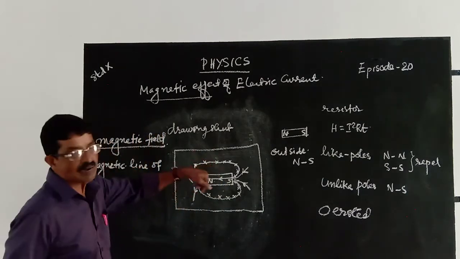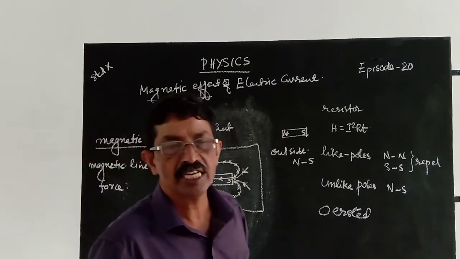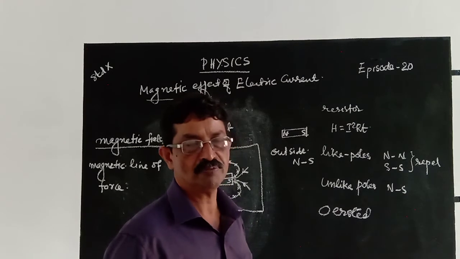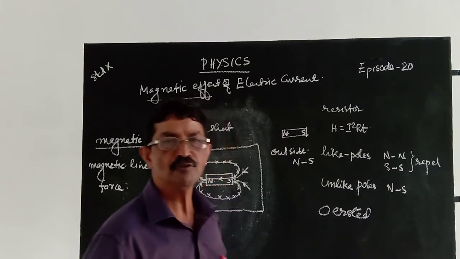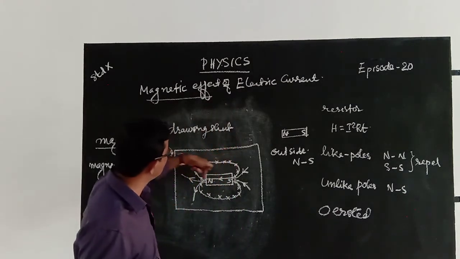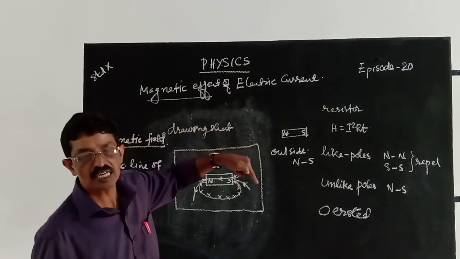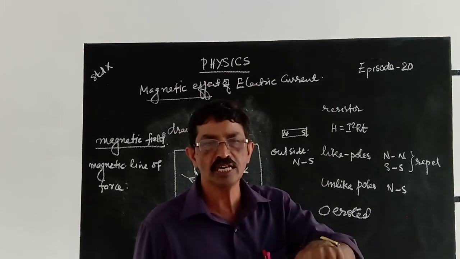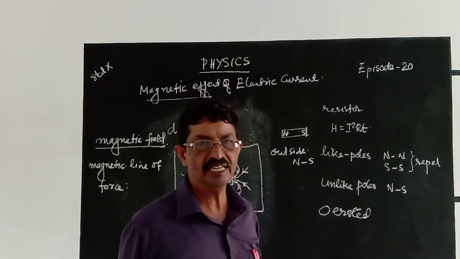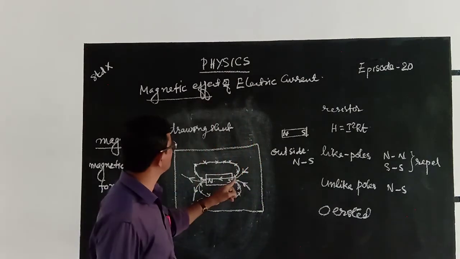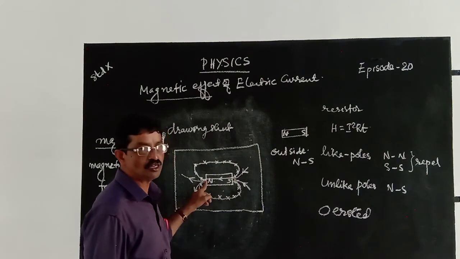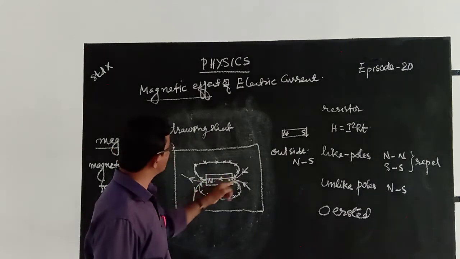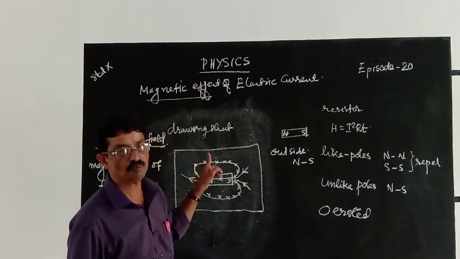So a magnetic line of force is a closed loop. It starts from north and goes to south outside the magnet, but inside the magnet it goes from south to north. So a magnetic line of force is a closed loop.